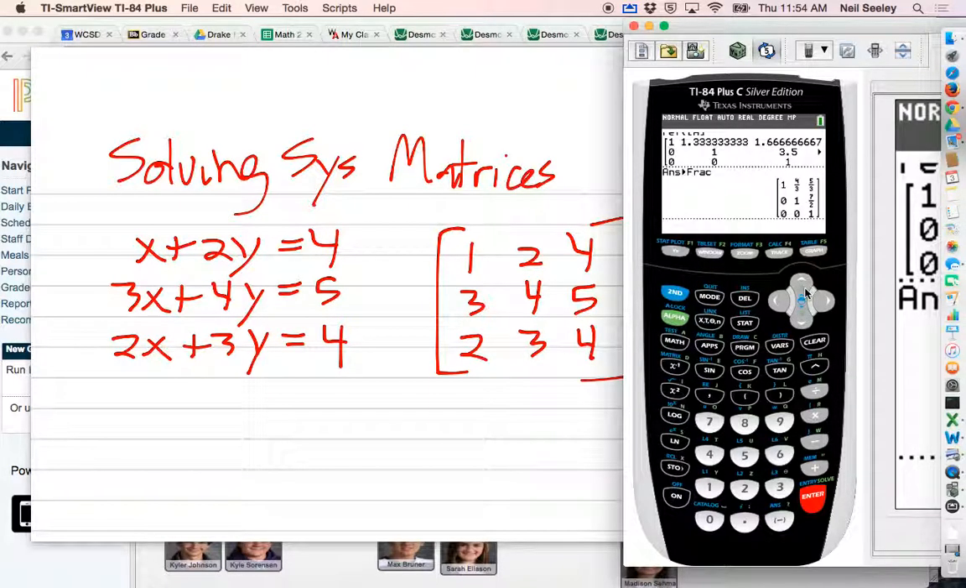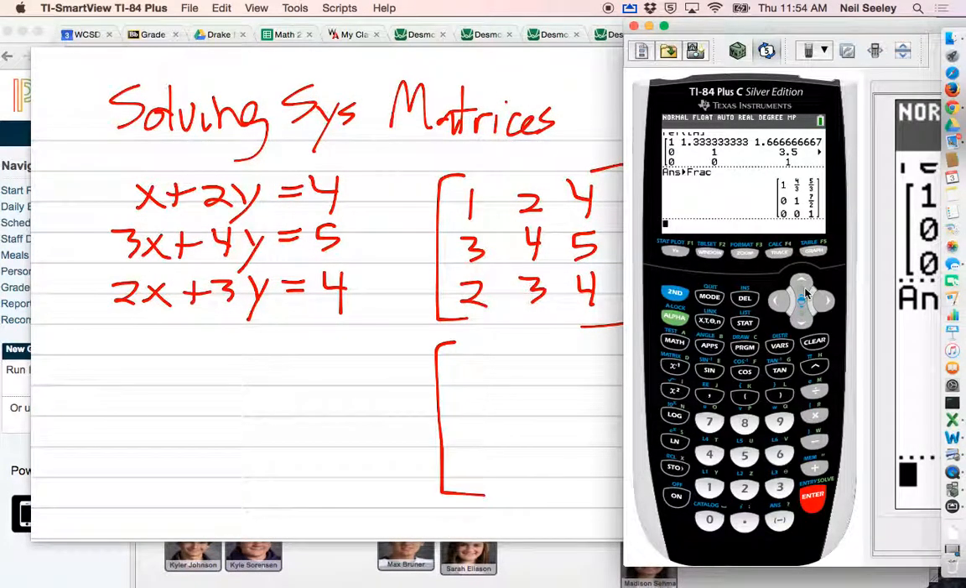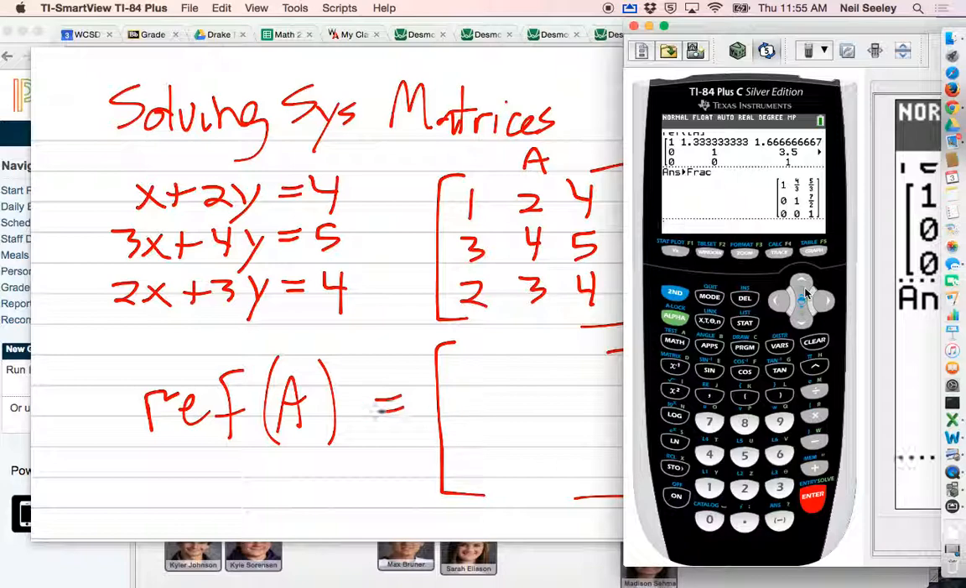Does that look good? What does it mean? Let's translate it. That's what my calculator spits out, but it doesn't help me much for one particular reason. So if I rref this matrix, if I call this matrix A, if I rref A, this is what I got. I got 1, 4 thirds, and 5.